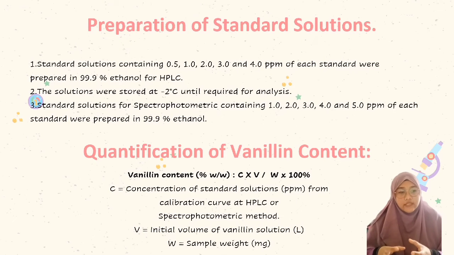Then, quantification of vanillin content. Vanillin content can be found by multiplying the concentration of the standard solution from the calibration curve in HPLC, or by using the spectrophotometric method, by the initial value of the solution. Then divide it by the sample weight and multiply by 100%.